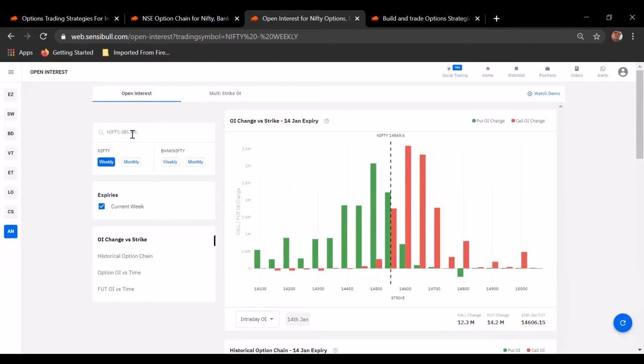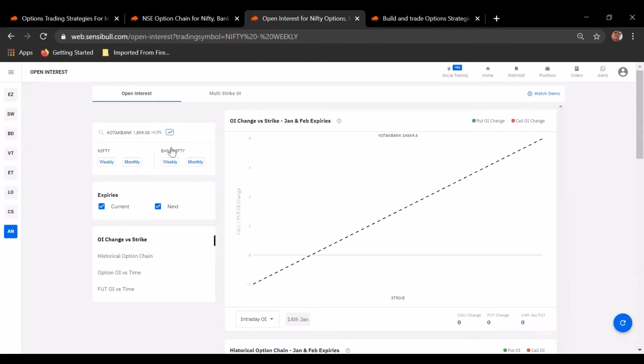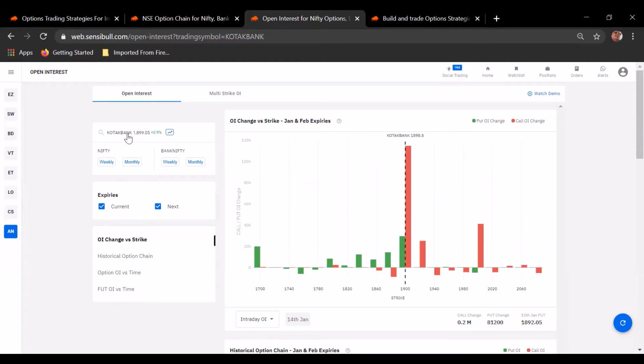You can also look at this for data particular to a share. For example, if I take Kotak, I can see that it's trading at 1898 right now. And you can see here that there are a lot of call sellers at 1900. What does this tell me? That 1900 is a very high resistance to break.